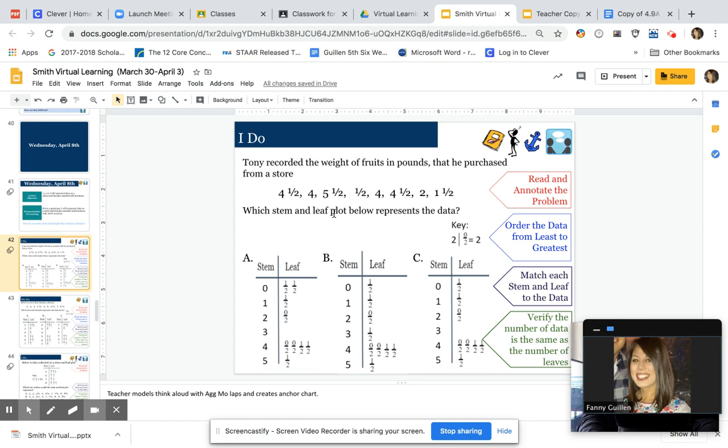Which stem and leaf plot below represents the data? So my key is 2/0/2 is equal to 2 pounds.